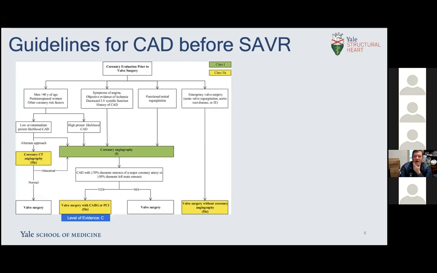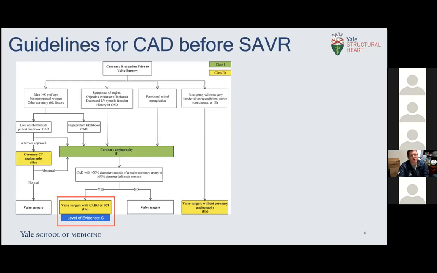And if we look at those guidelines, what you'll see is that coronary angiography is usually recommended, although there are some indications where doing a cardiac CT is recommended, and that if patients have coronary disease with a greater than 70% stenosis of a major coronary artery or greater than a 50% stenosis of the left main, then it's recommended that they undergo CABG or PCI. Although it's important to note here that the level of evidence is C for that.